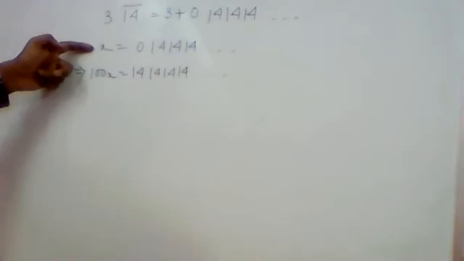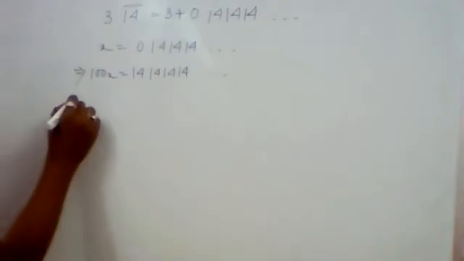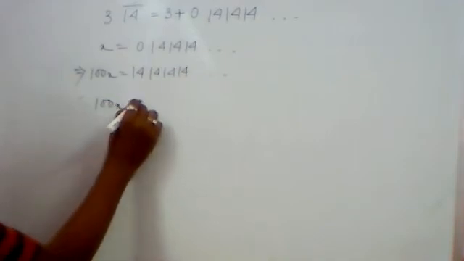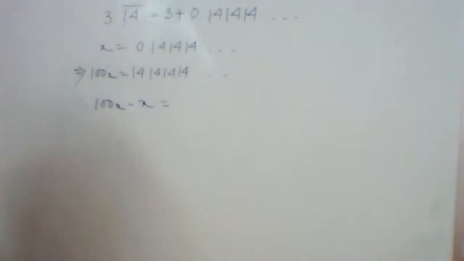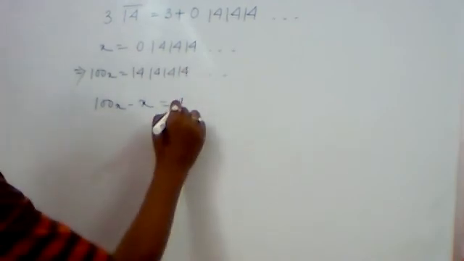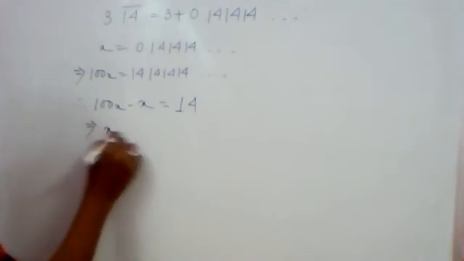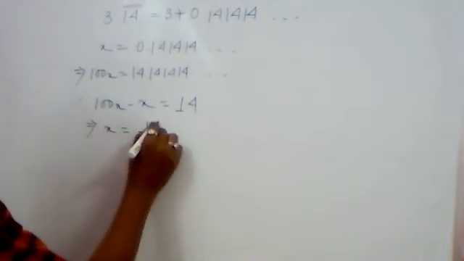Because infinite number of 1/4s are there. Now subtract this one from this. The result will be what? The result will be 100x minus x. And the right side will be 14 minus 0, and after the decimal all will be 0. So it will be simply 14. So from here we will get x as 14 by 99.